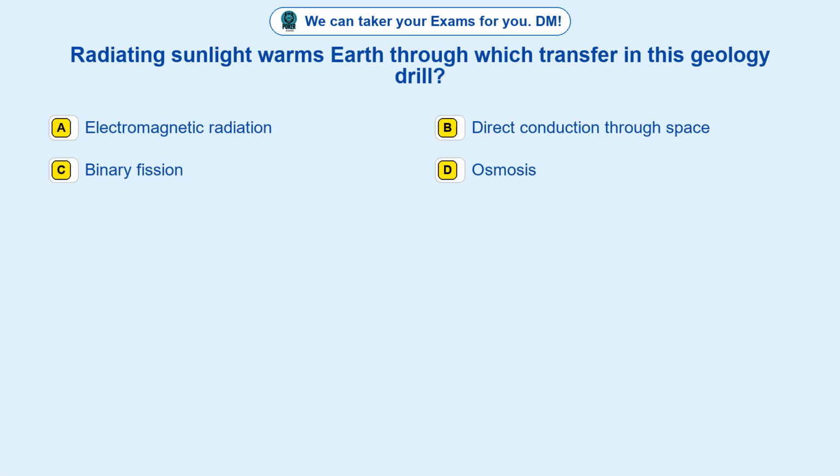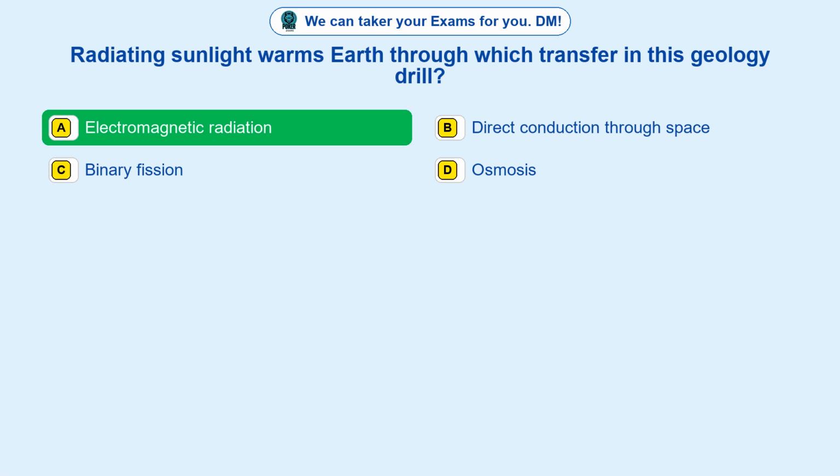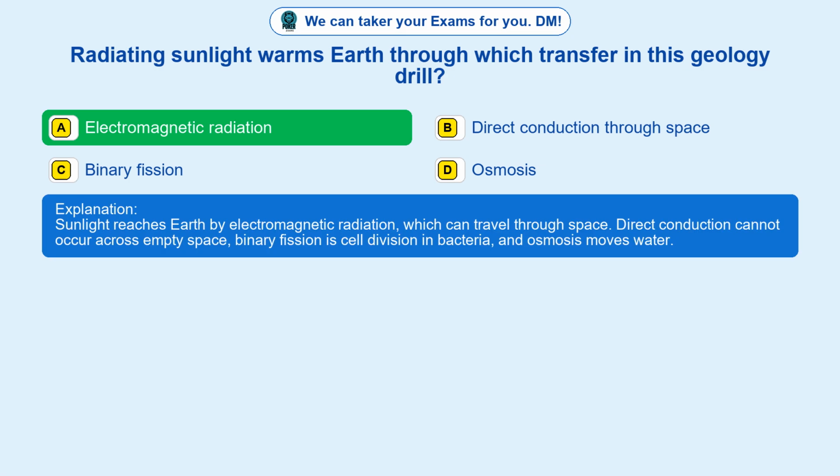Question 77. Radiating sunlight warms Earth through which transfer in this geology drill? Option A, electromagnetic radiation. Option B, direct conduction through space. Option C, binary fission. Option D, osmosis. The correct answer is option A. Electromagnetic radiation. Sunlight reaches Earth by electromagnetic radiation, which can travel through space. Direct conduction cannot occur across empty space, binary fission is cell division in bacteria, and osmosis moves water.